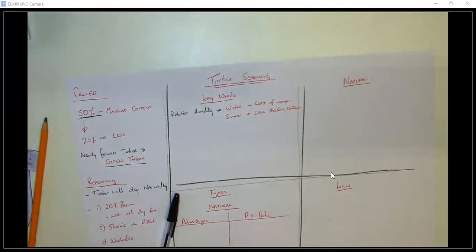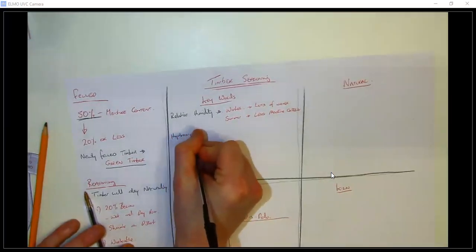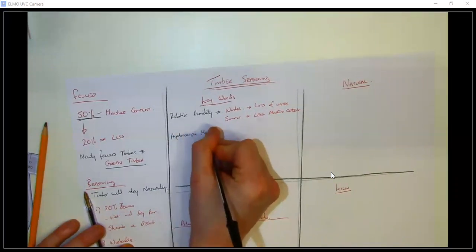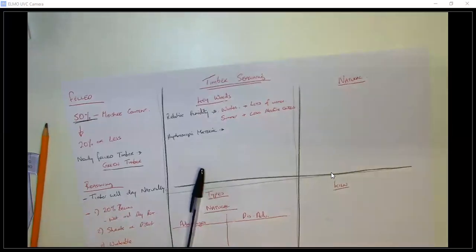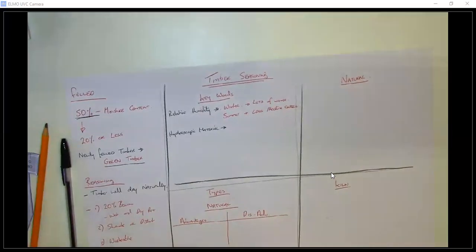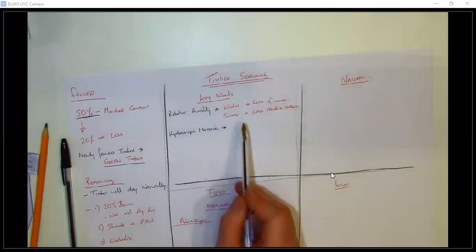That's the first one. The second one is what we call hygroscopic. So what I'm asking down there, guys, is a hygroscopic material. Wood is a hygroscopic material. What hygroscopic means is that it's affected by changes in moisture content.